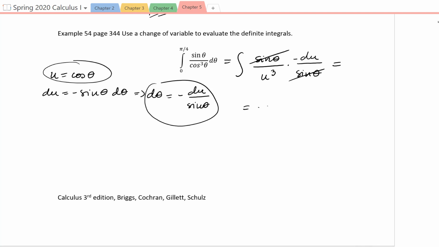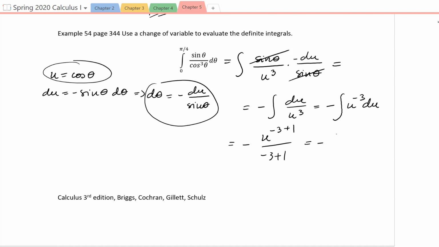So we get negative integral du over u to the third, or negative integral of u to the negative 3 du. So here we know how to use the power rule. It's negative u to the negative 3 plus 1 over negative 3 plus 1, which is negative u to the negative 2 over negative 2. So many negatives. These two are making 1 over 2 u to the second, right? Okay, but our original problem was in theta.